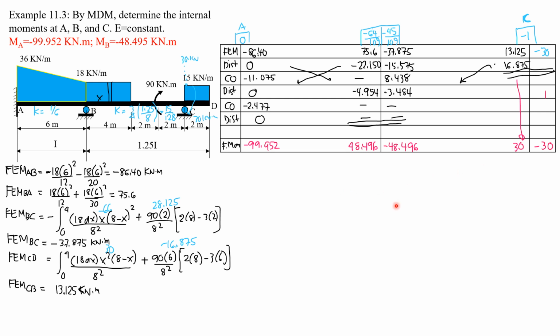So that's it for this sample problem video. I hope that you were able to follow the explanation and understand it as expected because you are a student in structural analysis.